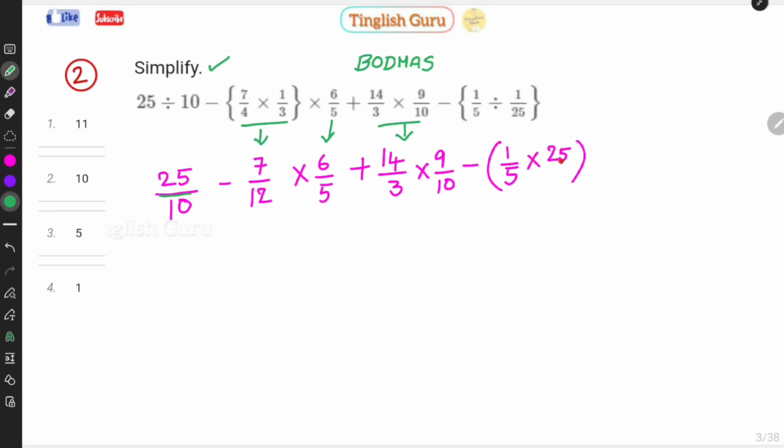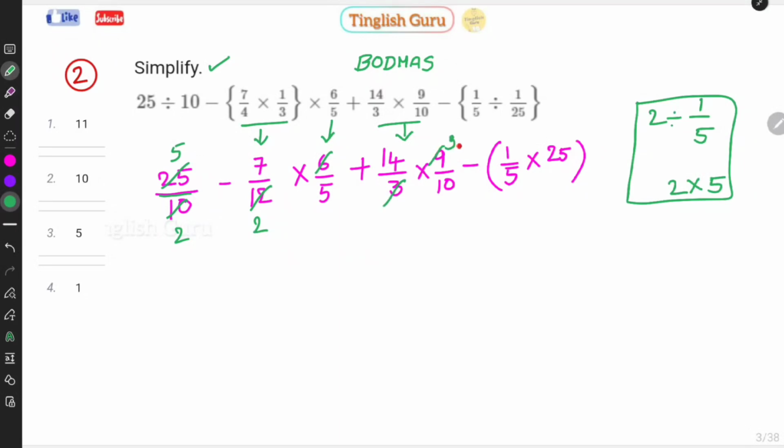Therefore, 1 by 25 will become 25. Let us say 2 divided by 1 by 5 means 2 into 5. Okay, I hope you understand this. So, let us solve this. 5 fives and 5 twos cancel, in the 6 table 6 twos cancel, and in the 3 table 3 threes cancel, and in the 2 table 2 sevens, and it is 2 fives. And here it is 5 ones and 5 fives.